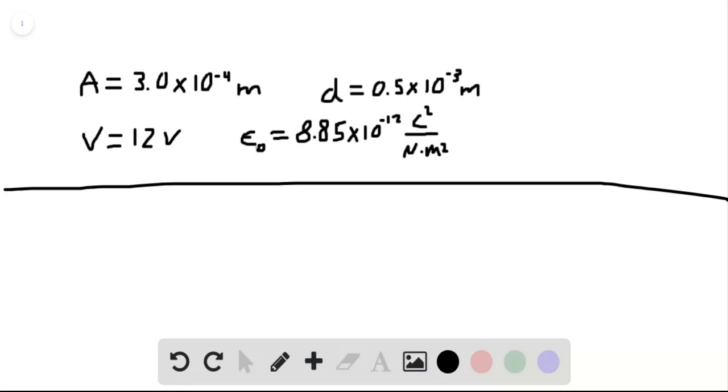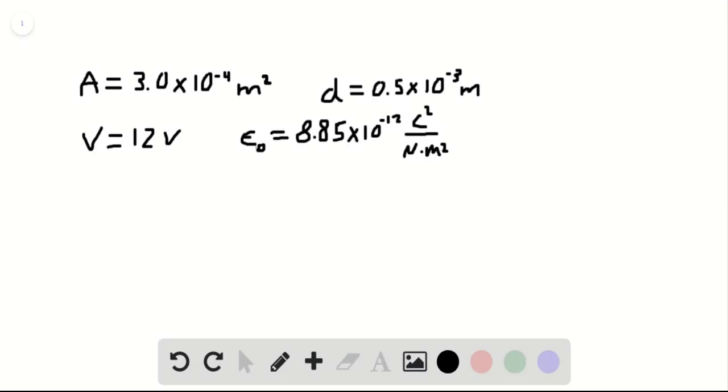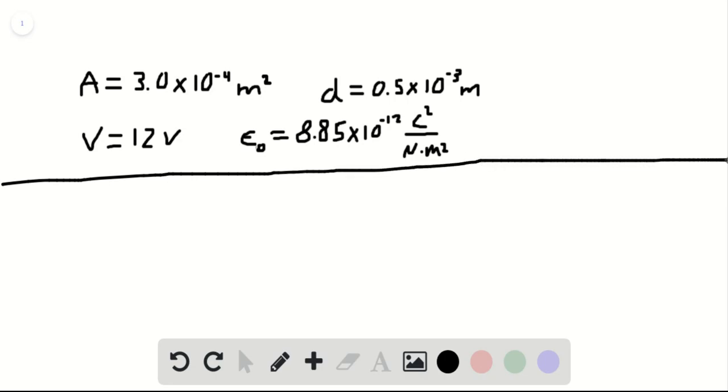Given a parallel plate capacitor with an area of 3 centimeters squared, which I write in meters, so it's 3 times 10 to the minus 4 meters squared. Okay, and the distance between the plates is 0.5 times 10 to the minus 3 meters. It's hooked up to a battery that's 12 volts and it's fully charged. And then epsilon naught, of course, is just the constant, the permittivity of free space.